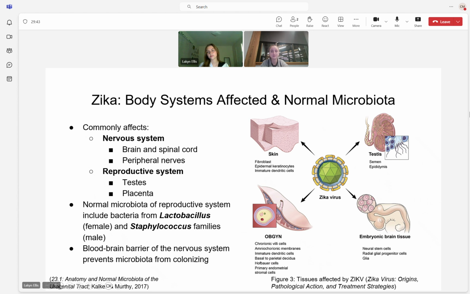So Zika commonly affects the nervous and reproductive systems, and it can result in neurological symptoms including degradation of the myelin sheath, which is known as Guillain-Barré syndrome. And then in the reproductive system, some of the normal microbiota found include bacteria from the lactobacillus and staphylococcus families. So on the right, you can see that the reproductive tissues as well as the embryonic brain tissues are affected by the Zika virus.